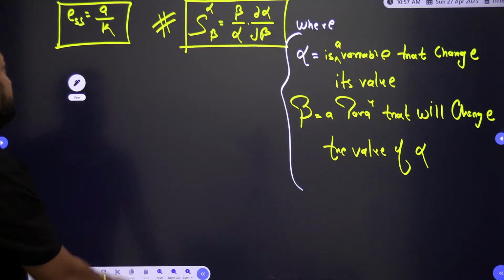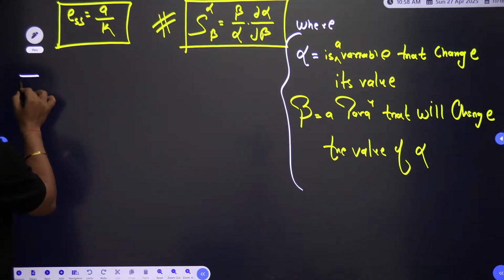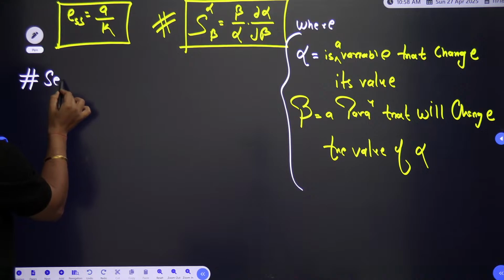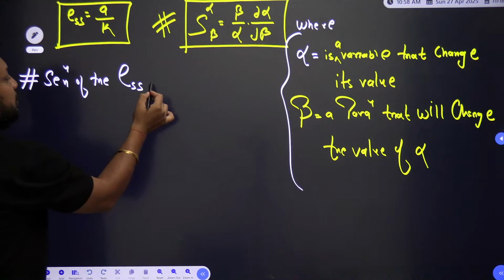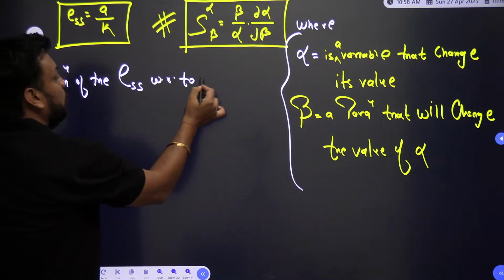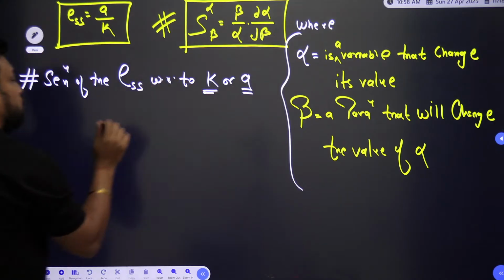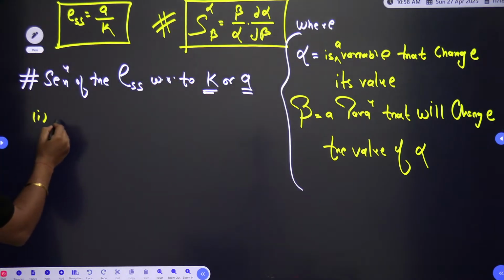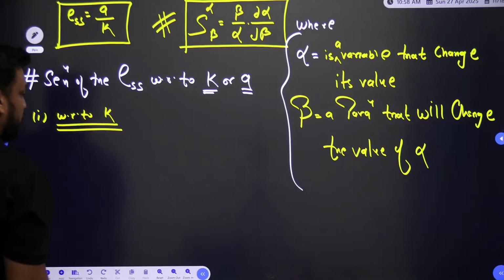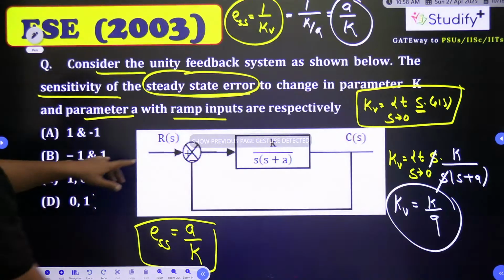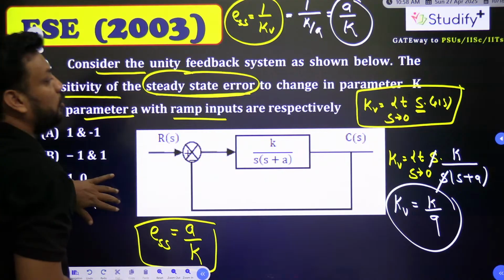अब आप देखो जरा ध्यान से. तो यहाँ पे हमको फाइंड करना है सेंसिटिविटी ऑफ द ESS, सेंसिटिविटी ऑफ द ESS विथ रेस्पेक्ट टू K और A. ये तुमको फाइंड करना है. तो एक बार हम विथ रेस्पेक्ट टू K करेंगे और एक बार A करेंगे. तो हम यहाँ लिखते हैं फर्स्ट ऑफ ऑल विथ रेस्पेक्ट टू K. पैरामीटर K एंड A रेस्पेक्टिवली, तो पहले k निकाल लेंगे सर.